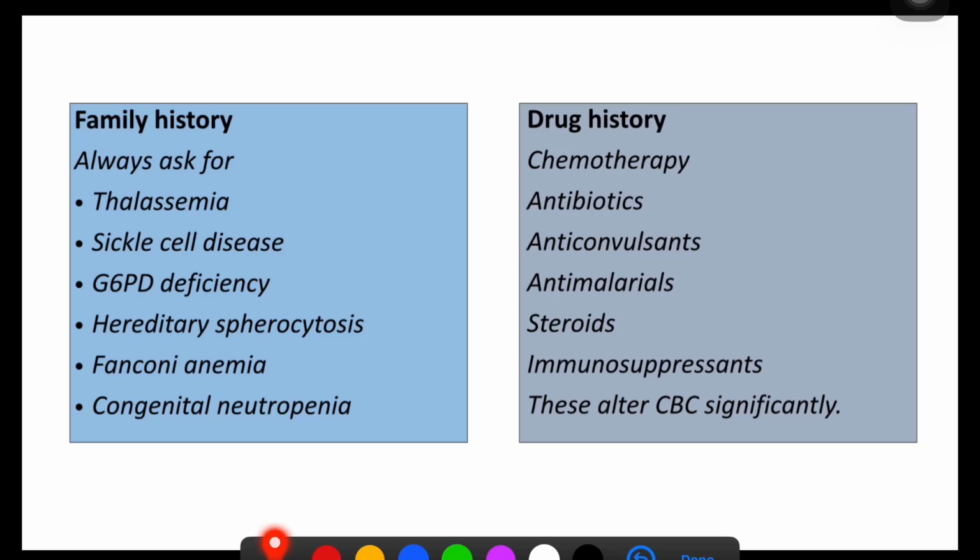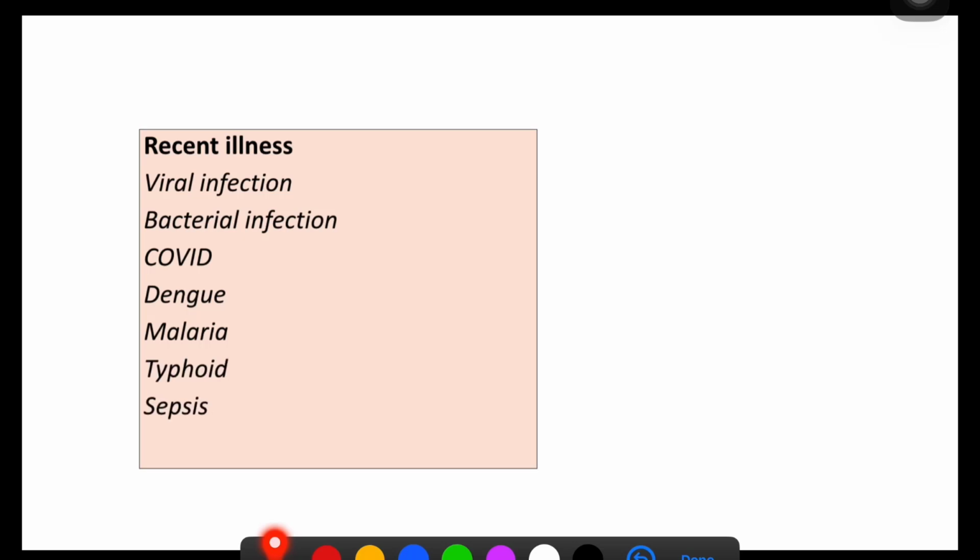Drug history including chemotherapy, antibiotics, anticonvulsants, antimalarials, steroids, immunosuppressants, all should be asked, including if the mother is on any treatment, because these alter the CBC significantly. Now, always take a history of recent illness like viral infection, bacterial infection, COVID, dengue, malaria, typhoid, or sepsis, and transient cytopenias are common in recent illness.